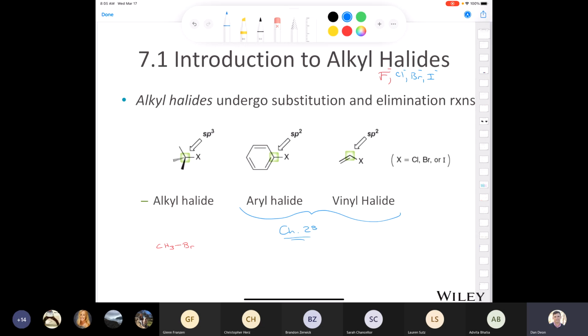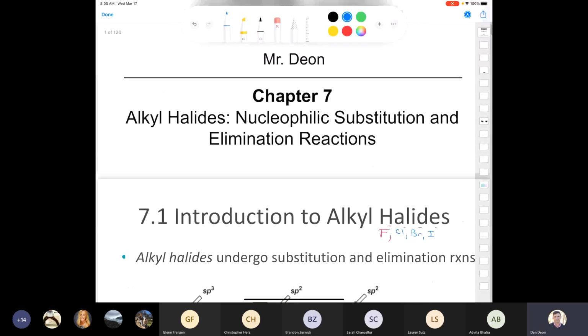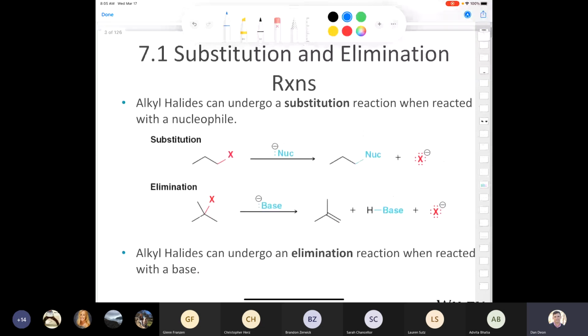If you're the kind of person who has an inquiring mind and can't wait to get ahead, feel free to read that chapter, and you'll find a whole plethora of information in there about aryl and vinyl halides. But again, we're going to focus on alkyl halides. All right, so getting back to this whole concept of substitution and elimination. If you're like, well, I understand the words, but what do they mean in organic chemistry?